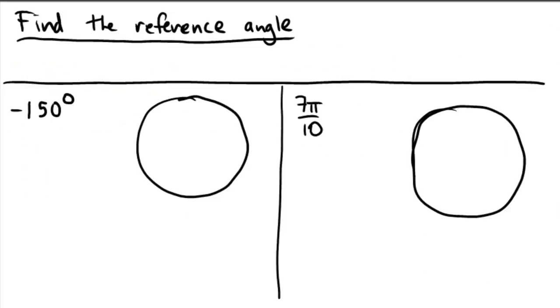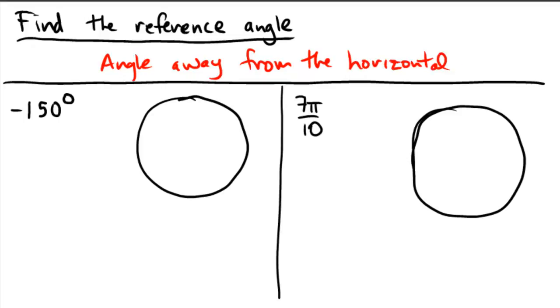Find the reference angle. The reference angle is the distance or angle measure that an angle is away from the x-axis, away from that horizontal diameter. So the reference angle is how far away you are from the horizontal diameter. In a unit circle, this would be the x-axis, so the horizontal diameter.